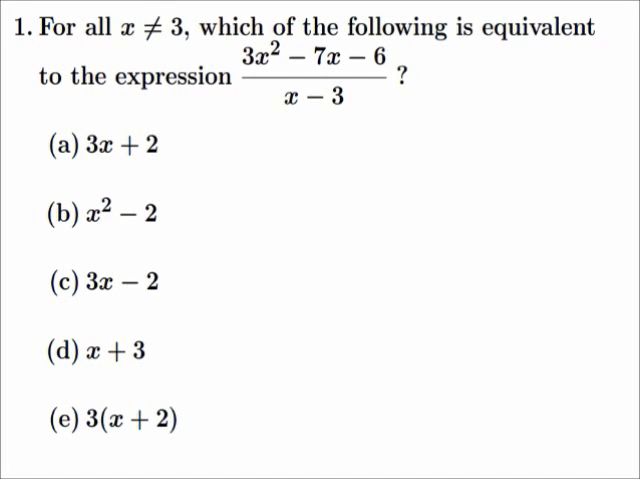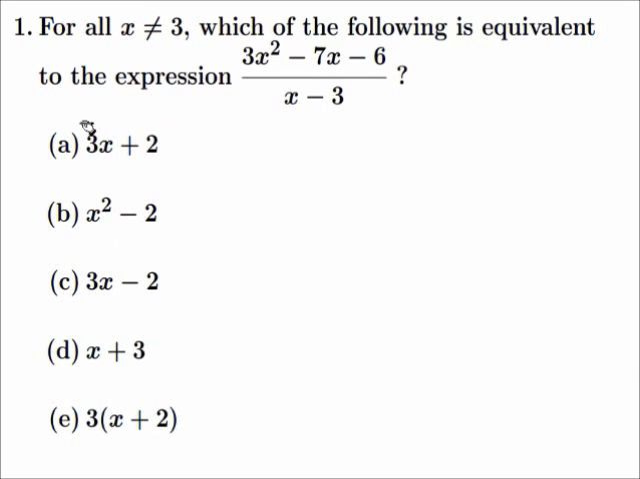Okay, so for this problem, I'm going to show you how to solve it using the plug-in zero method. We have the question, for all x not equal to 3, which of the following is equivalent to the expression? And we have this big algebraic fraction here, 3x squared minus 7x minus 6 divided by x minus 3. Now we have some options here.